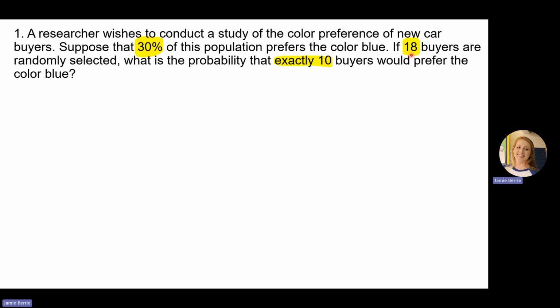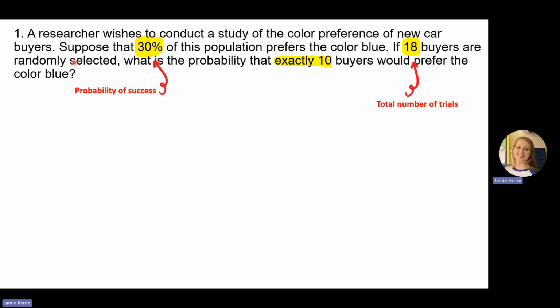Another property of the binomial distribution is that the trials are independent. That makes sense here. If one person says they prefer a blue car, that's not going to affect what the next person says, right? Each person has their own personal preference. The probability of success is the same in each trial. They told us the probability of success: 30% of the population prefers the color blue. So we've been told the probability of success and the total number of trials.